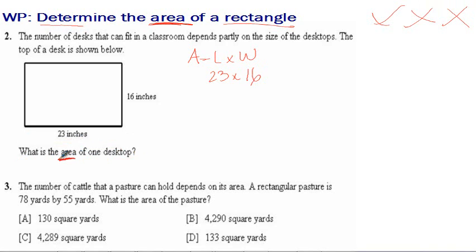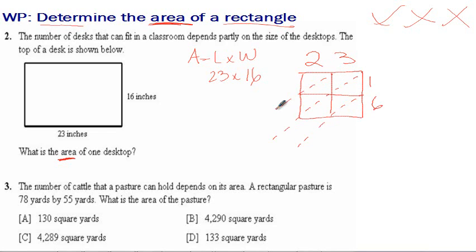Now you have to do 23 times 16. I got 3 times 6 equals 18. 2 times 6 equals 12. Now I add 8 plus nothing, 3 plus 1 plus 2. What's the answer? 368.